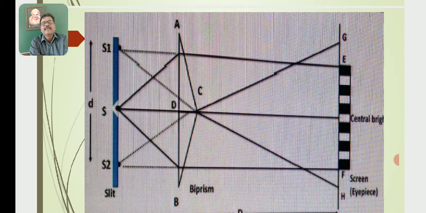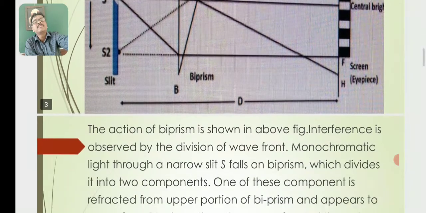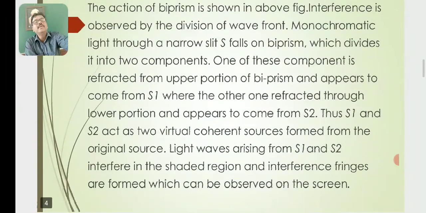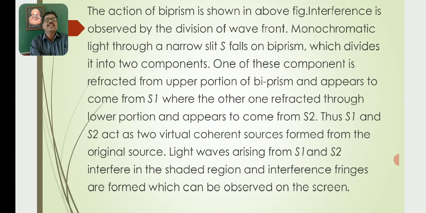Then we are forming alternating bright and dark fringes. Here S1 and S2 both behave as coherent sources. They are virtual sources. So the action of the biprism is shown in the above figure. Interference is observed by the division of wavefront.